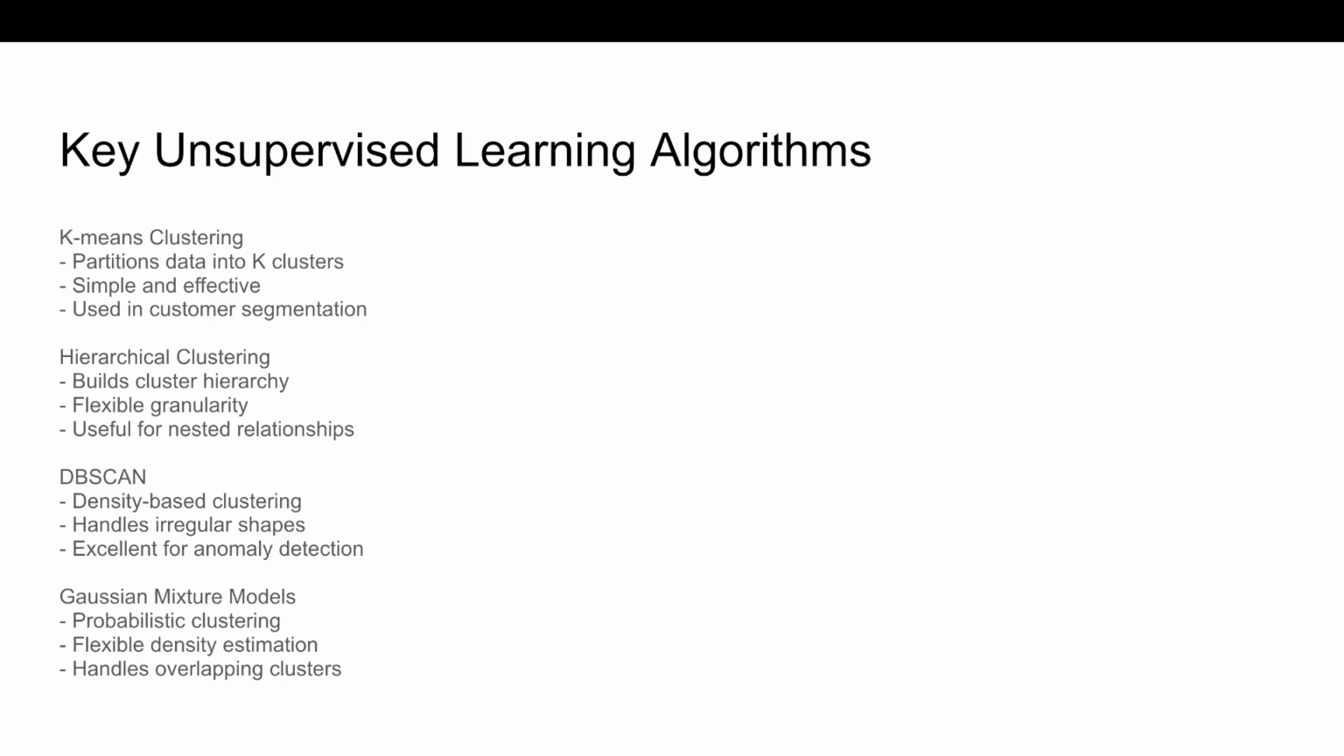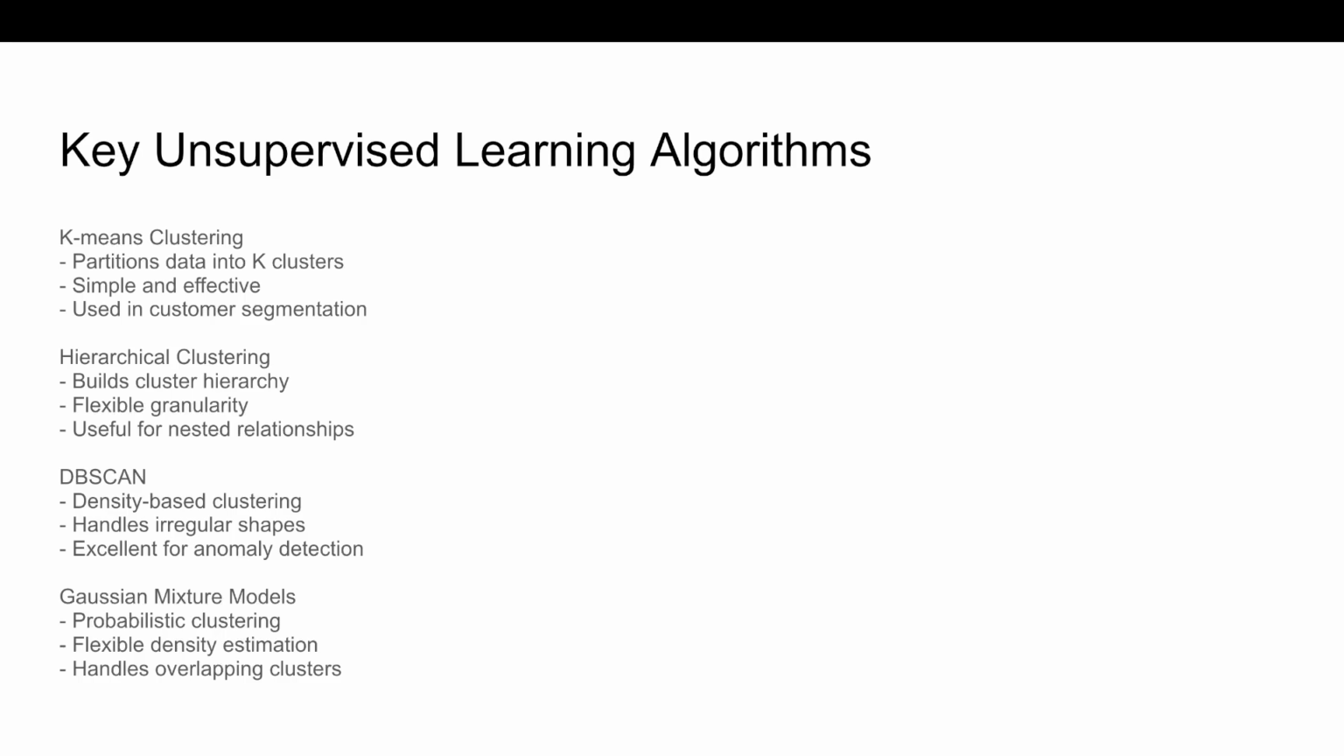DBSCAN, density-based spatial clustering of applications with noise. A powerful algorithm that groups together points that are closely packed, marking points in low-density regions as outliers. It's great for detecting anomalies and handling data with irregular shapes.